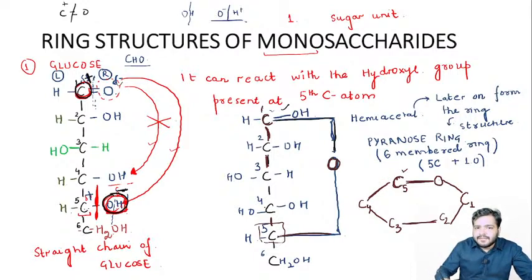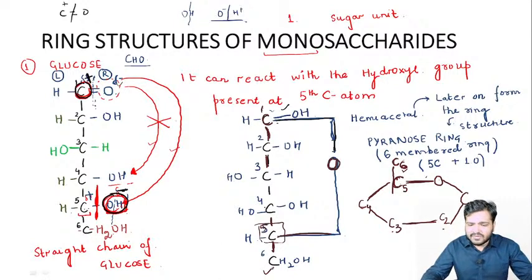Starting with C5, the 5th carbon bonds with oxygen and to the 1st carbon, then to the 2nd, then to the 3rd, then to the 4th, then to the 5th. And to the 5th carbon, you are very well aware, we have the 6th carbon which is attached outside.